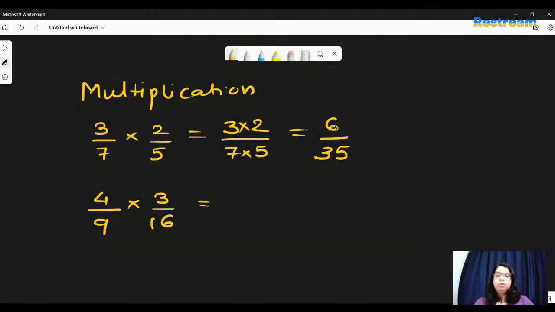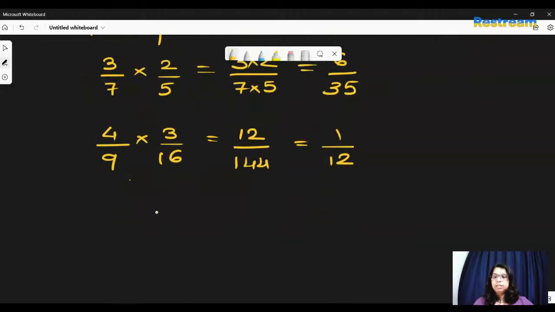So either I can do 12 over 9 times 16, if I'm not wrong. How much? 144. Yes, I knew that. That is equal to 1 over 12 because 144 is the square of 12. Or you can do this.